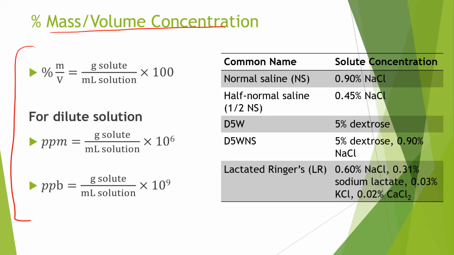So these units are mass over volume percent. In this calculation, we take the mass of the solute and we divide by the volume of solution in milliliters, and then we multiply by 100. That quantity is the mass over volume percent. For example, the normal saline concentration is 0.90%, which means it is mass over volume percent.